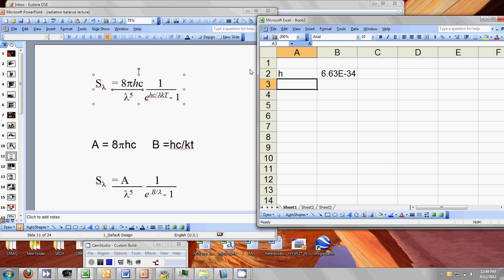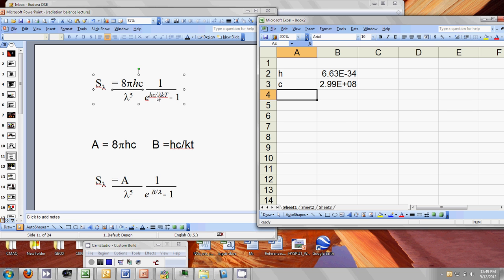So if we look at now our next variable, c, speed of light, this is 2.99 e to the 8th. This would be in meters per second.